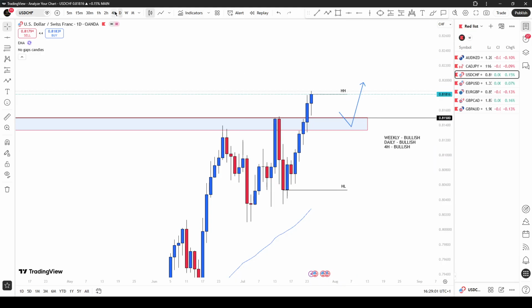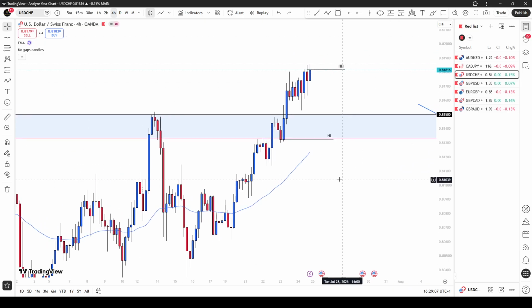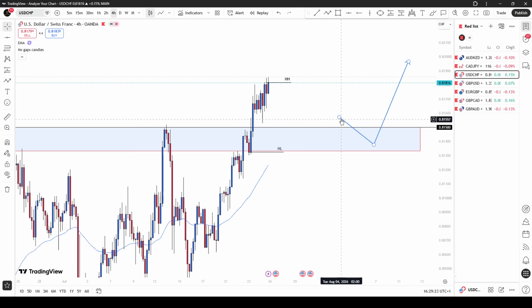Simple, very simple strategy. Okay, so on the 4 hour too, we are bullish. If the 4 hour should come here and retest this zone, this is a very good zone. If the price should come down here, give me rejection here, and take the trade to the upside, that would be a very good trade, a high probability trade.